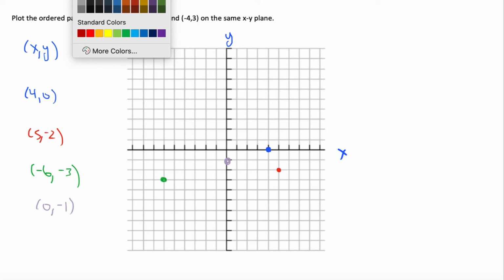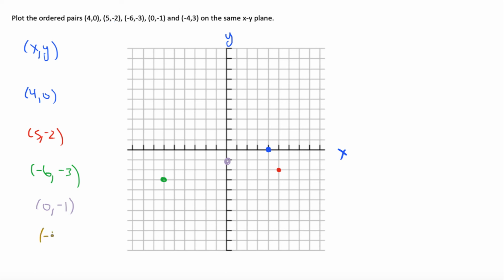And then the last one here, (-4, 3). In this case, what does that mean? We will go to the left 4 units, and then we would go up 3 units here. So these are the 5 points that we've plotted.